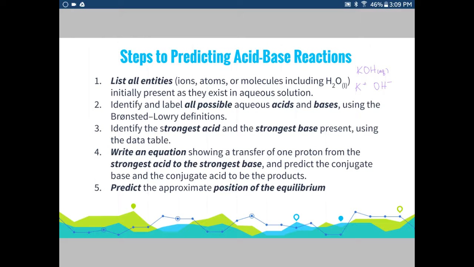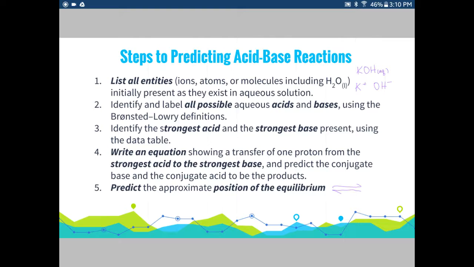Step number 5 is to predict the approximate position of that equilibrium. So essentially this is asking us to figure out whether products are going to be favored or reactants are going to be favored. Because remember, when we're talking about these reactions, we're dealing with equilibrium. We're dealing with a forward and reverse reaction rate.